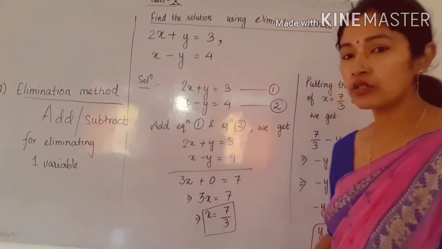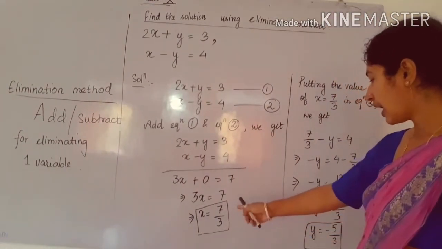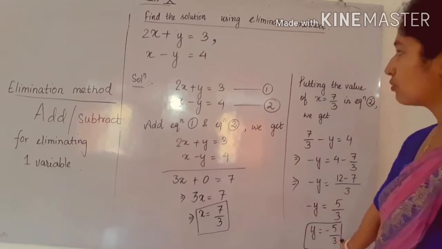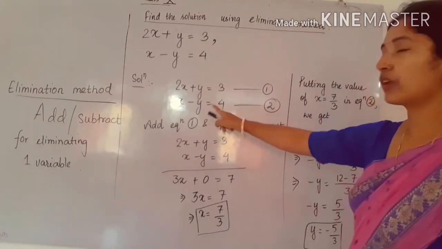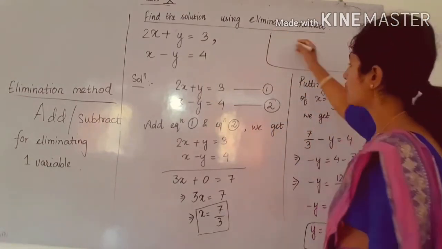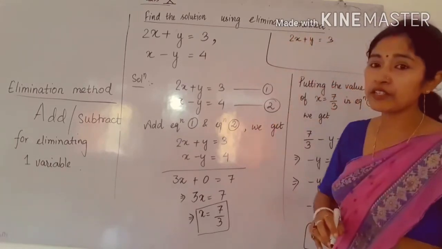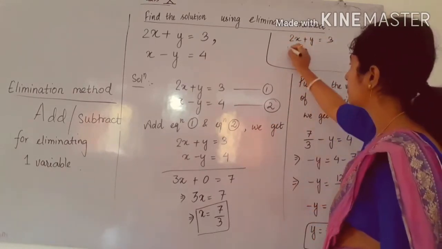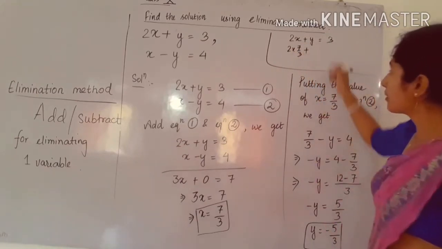So how to check the solution? Simply you can verify by putting x is equal to 7 by 3 and y is equal to minus 5 by 3 in any of the two equations in place of x and y. For example, I am taking equation 1. Equation 1 is 2x plus y is equal to 3. So in place of x, put 7 by 3. So 2 into 7 by 3 plus y is minus 5 by 3.